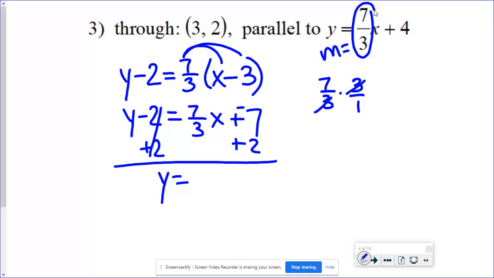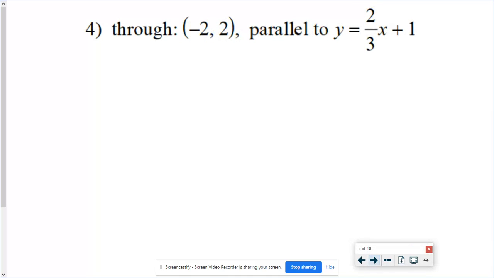So I'm going to get y equals 7 over 3x. Negative 7 plus 2 is a negative 5. Next one. The slope is 2/3. Done with the rest of that equation.